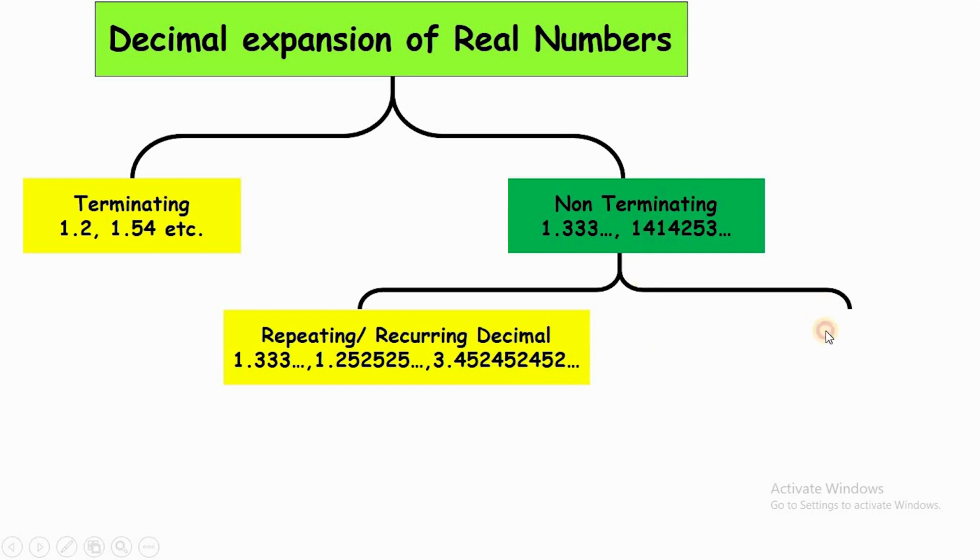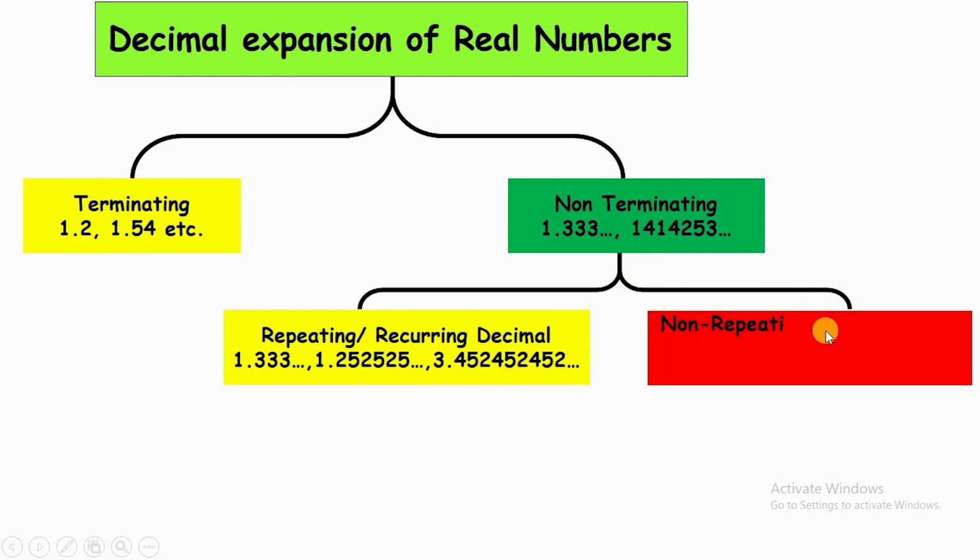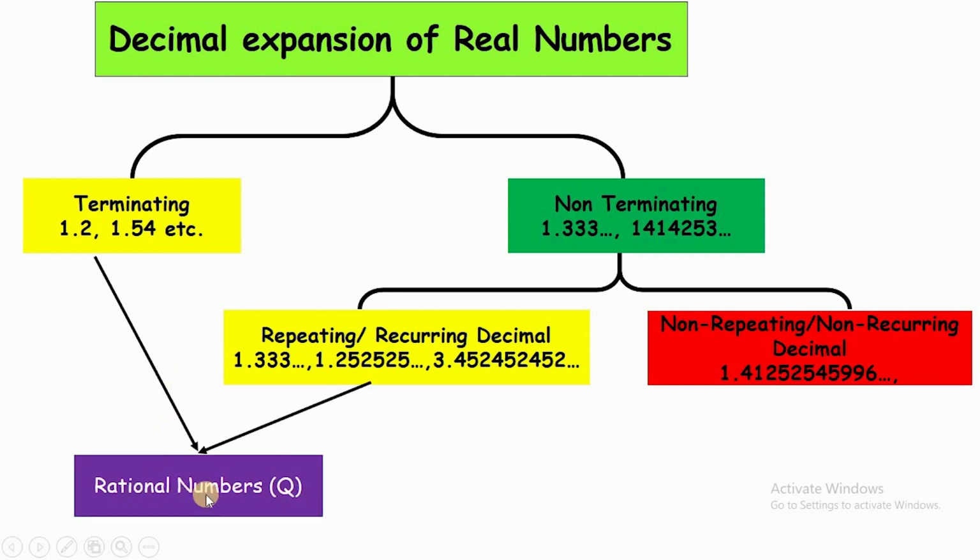And the other one is non-repeating or non-recurring decimal expansions like 1.412525. So you can keep on writing, but it will not terminate, and at the same time the numbers after the decimal point are not repeating. Therefore, those decimal expansions which are terminating as well as non-terminating but recurring decimals are called rational numbers.